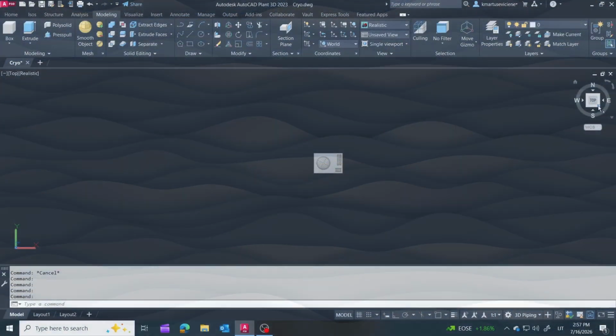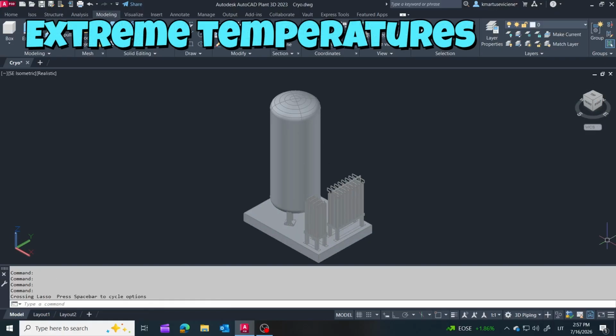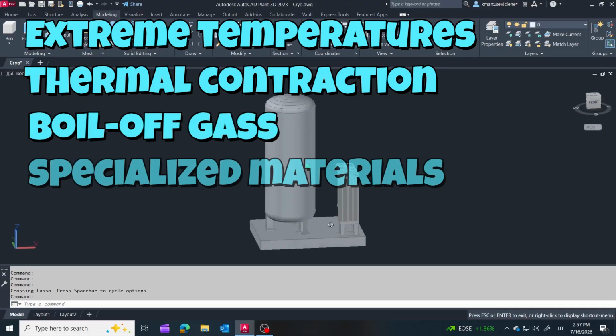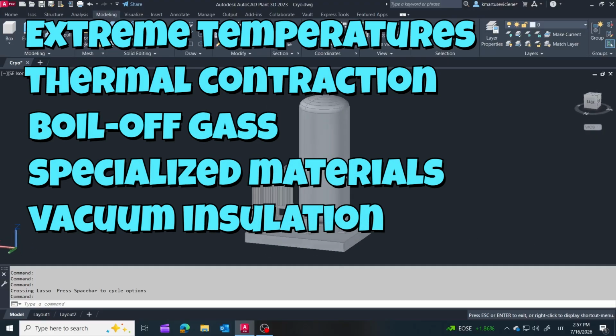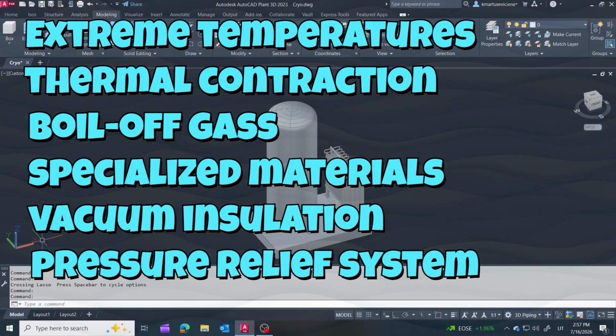Now we understand why cryogenic systems look so different from ordinary water or steam systems. Extreme temperatures, thermal contraction, boil-off gas, specialized materials, vacuum insulation, and pressure relief systems all exist because of the unique physical properties of liquid nitrogen.